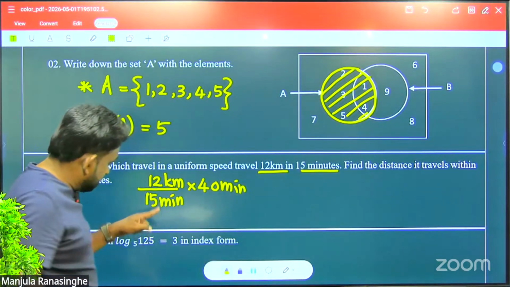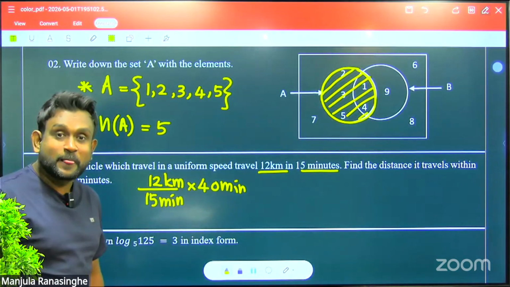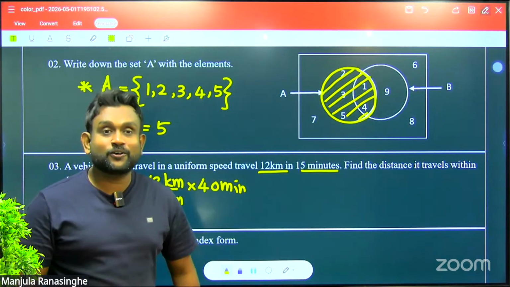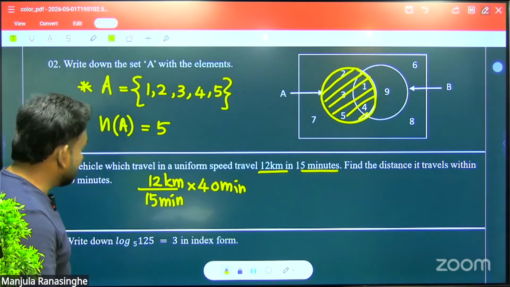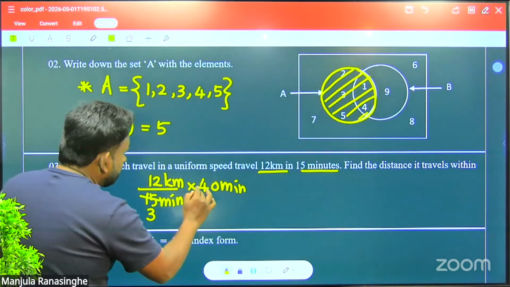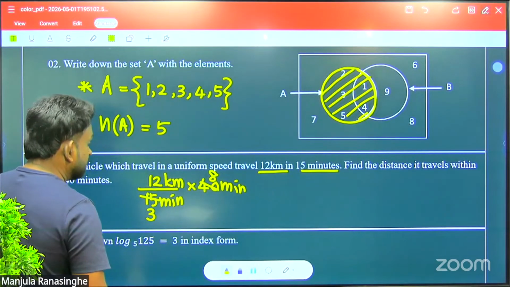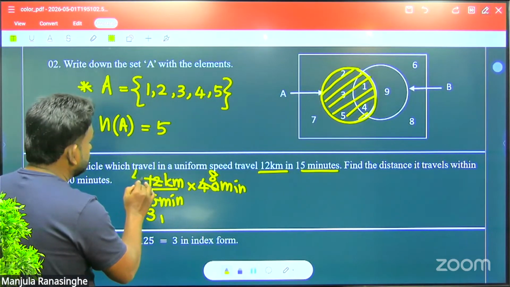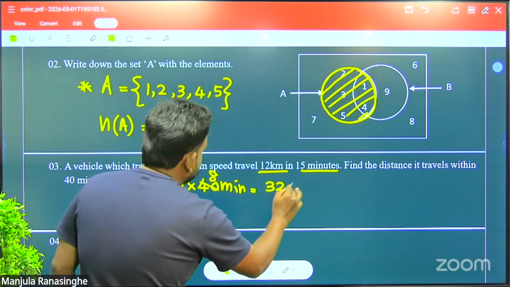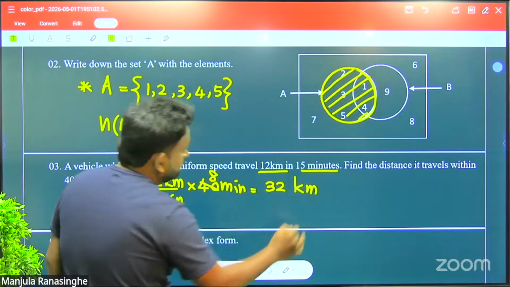For 15, 12 kilometers; if that is so, for 40, how much? You can simplify here by 5: 5 threes are 15, 5 eights are 40. Then 3 into 1 is 3, 3 fours are 12. Then 4 into 8 comes as 32 kilometers. 32 kilometers.